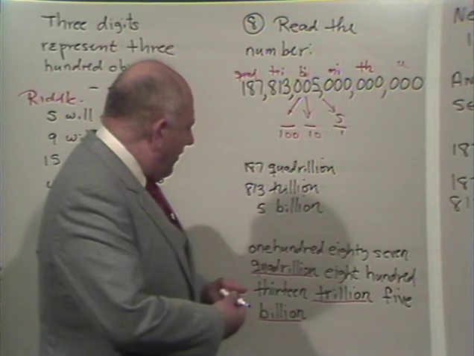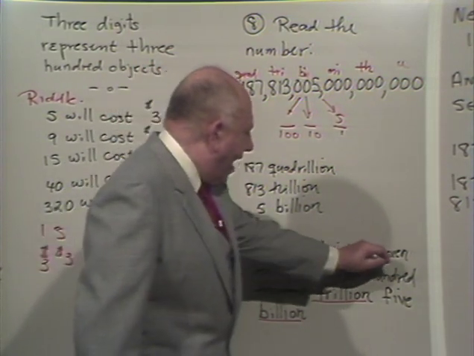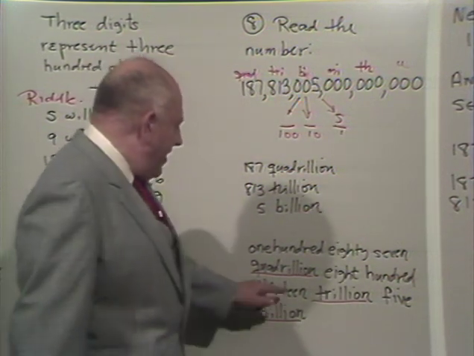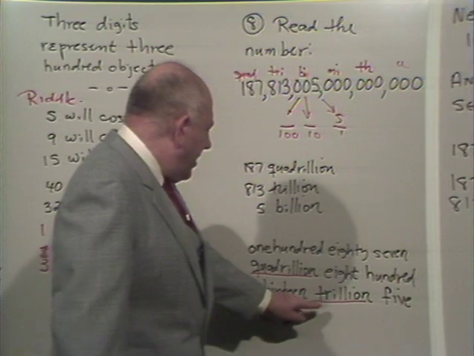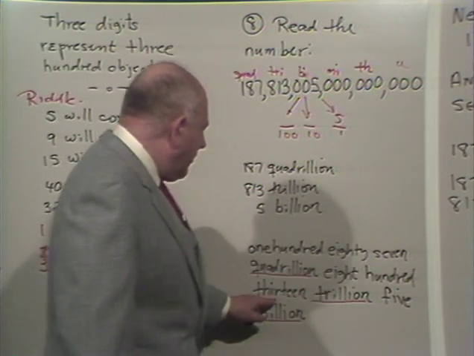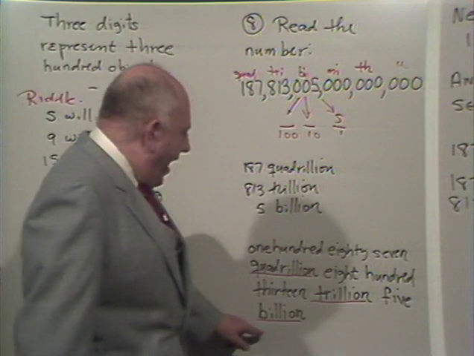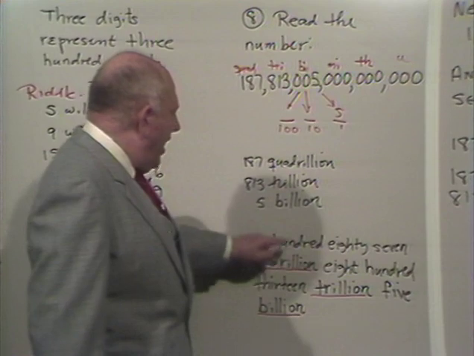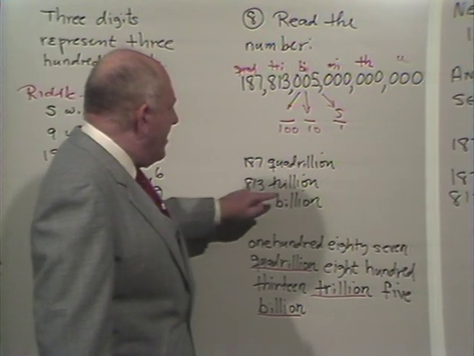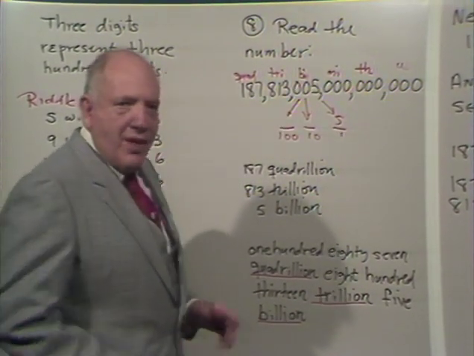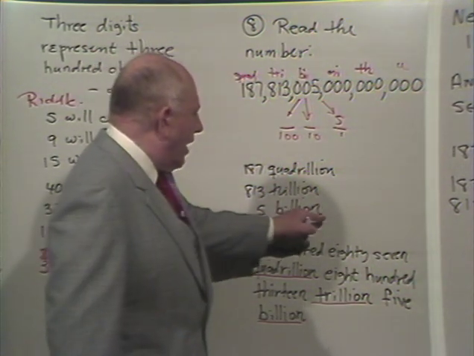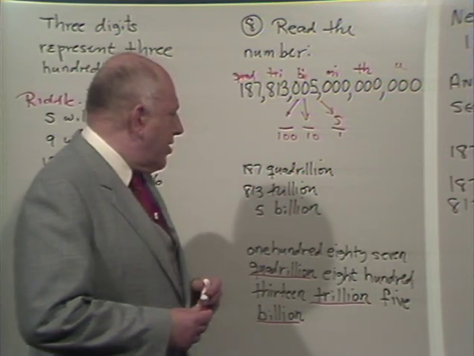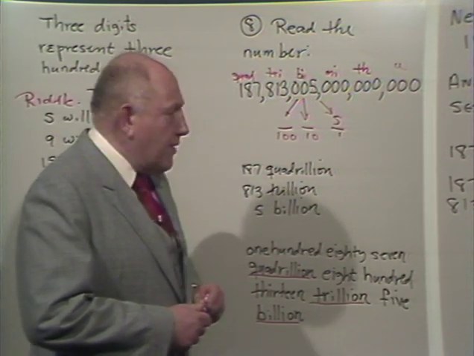Notice that once I've located this, what's the noun, what's the adjective over here? 187. Well, 187 isn't hard to read. Once I've located trillions here, what is the adjective? 813. And once I've located billions, what's the adjective? 5. So from here, I could go to here, and from here, I could then go back to here. When I'm using place value, I have to put in what? 3 zeros to hold the place of the millions, 3 zeros to hold the place of the thousands, and 3 zeros to hold the place of the units.